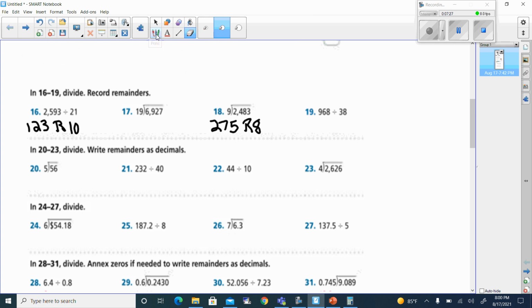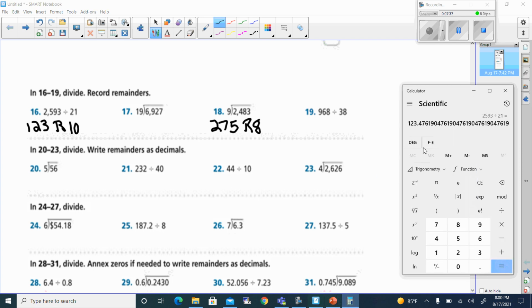All right. Now let's go to number 20. Divide, write the remainder as a decimal. This time they want us to write our answer as a decimal. This is the perfect time to use a calculator, to be honest with you, because it gives the answer in decimals. If I put 56 and divide it by 5, that's going to give me 11.2.